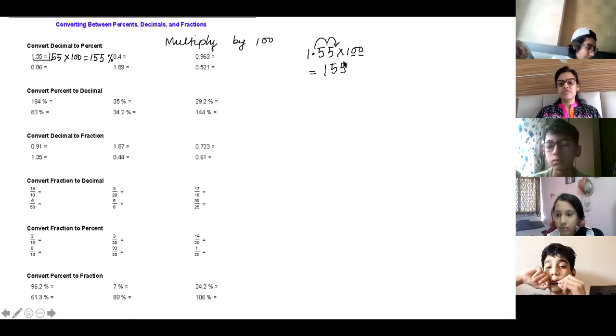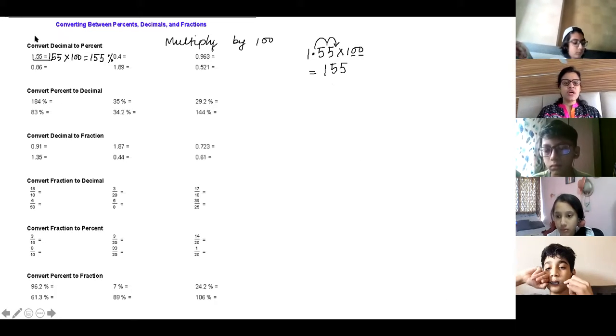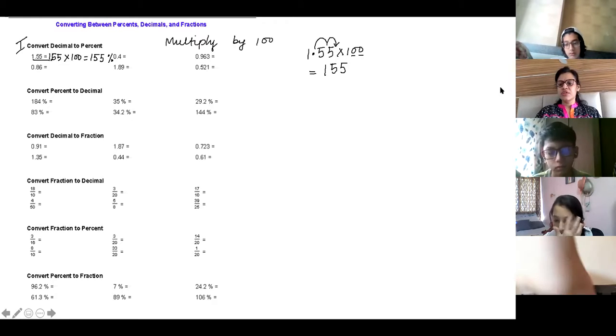Okay, so 155, you do like this. So this one is clear. First one is clear. Any doubt in the first question? All the parts, it's clear.